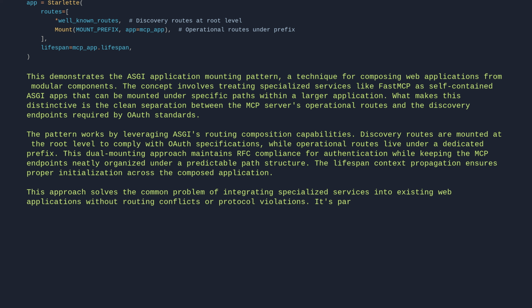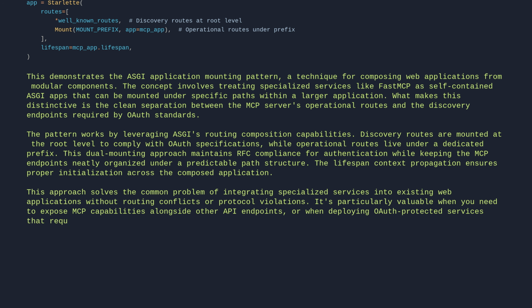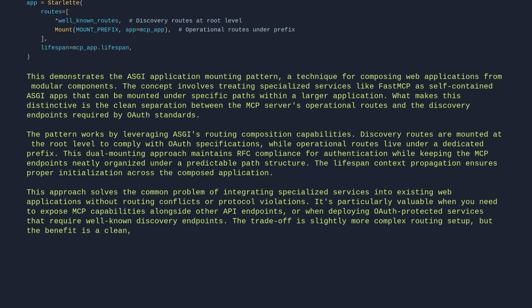This approach solves the common problem of integrating specialized services into existing web applications without routing conflicts or protocol violations. It's particularly valuable when you need to expose MCP capabilities alongside other API endpoints, or when deploying OAuth-protected services that require well-known discovery endpoints. The trade-off is slightly more complex routing setup, but the benefit is a clean, standards-compliant integration that works with existing web infrastructure. Let's break it down line by line.